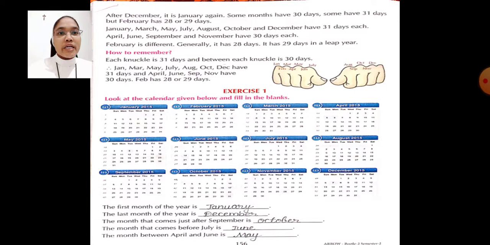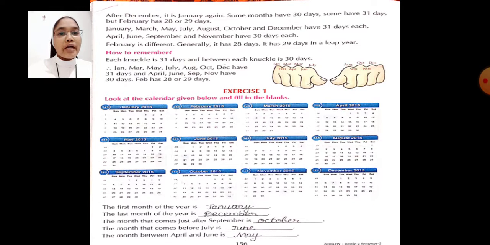Dear students, let's come to the exercise number 1. Look at the calendar given below and fill in the blanks. The first month of the year is dash. In the blank you have to write January. The last month of the year is December. So you have to write December.